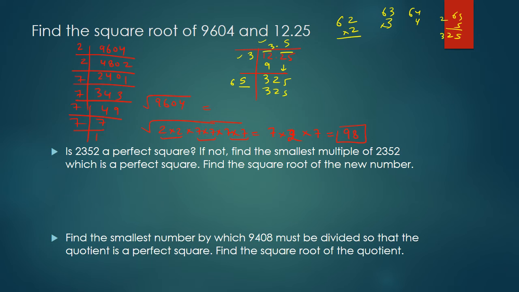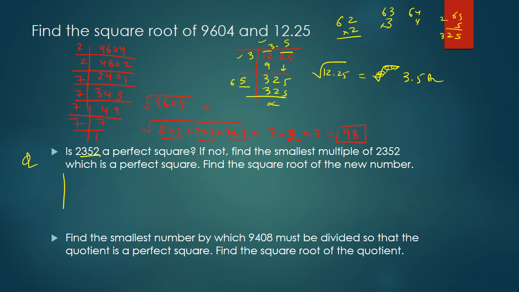Hence, the square root of 12.25 is 3.5. This is the answer. Okay. Similarly, another type of question may be asked: is this particular number a perfect square or not?